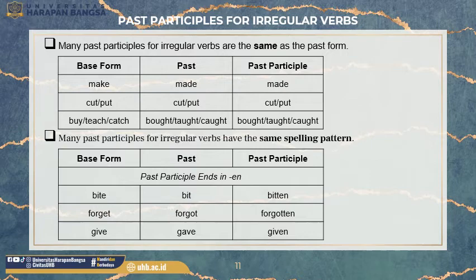Misalnya, kita punya bite, bit, bitten. Beat, beat, beaten. Nah, past participle-nya adalah beaten. Kemudian forget, forgot, forgotten. Tambahkan en. Give, gave, given. Okay, those are past participles ends in n yang berakhiran dengan n.